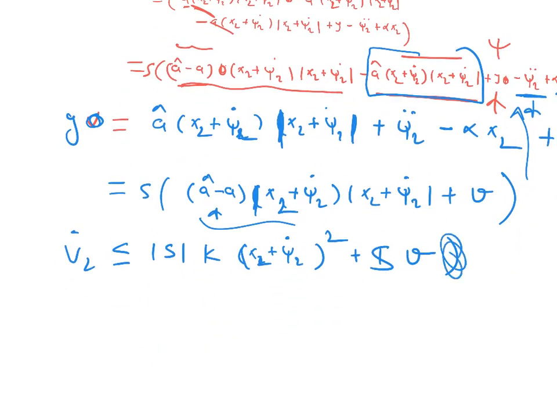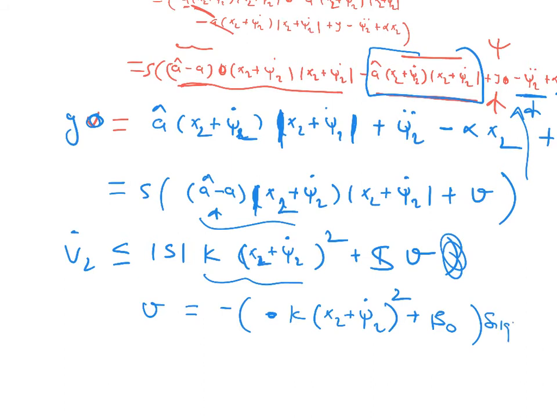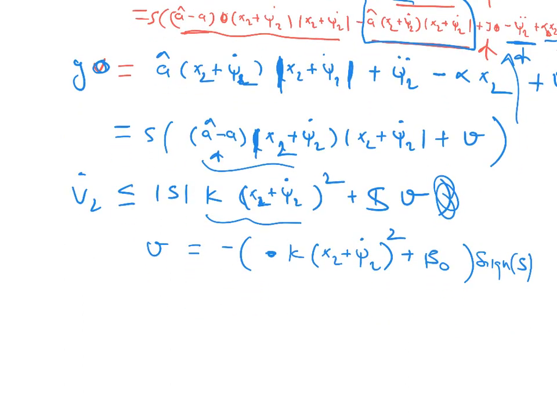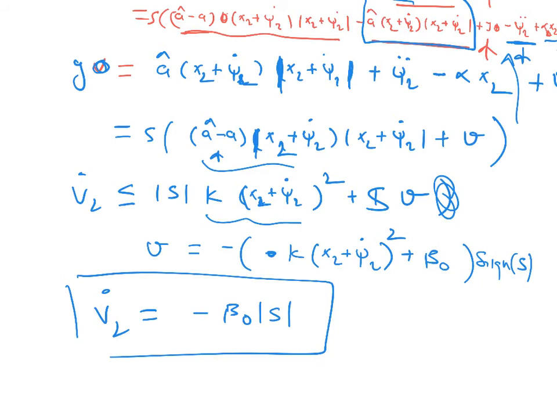So now I have to choose mu such that this becomes negative. So mu can be equal to minus of this quantity. So this is k plus x2 plus psi r dot squared plus some alpha 0, beta 0, whatever you want, into sign of s. Right? So then v2 dot will be minus beta 0 mod of s. That's negative, right? So what is your control now? So this is my mu.